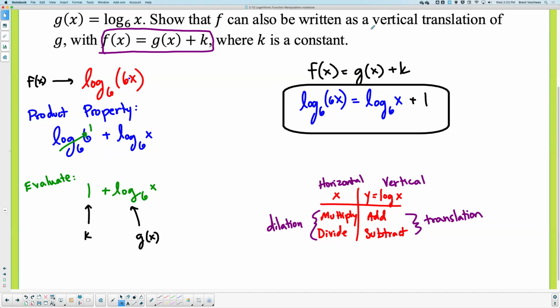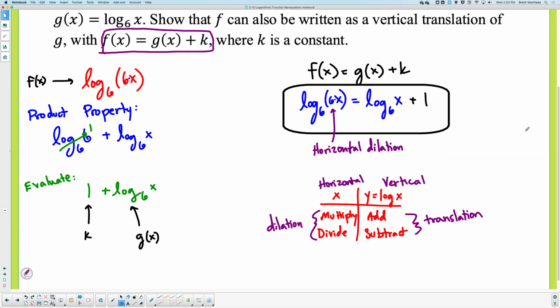What I could say here to complete the instructions is, on this problem, the 6 is multiplying the x. That means if it's multiplying on the inside, is it horizontal or vertical? If you're dealing with the inside, you're dealing with a horizontal, and you're multiplying. When you multiply, that's a dilation. This is a horizontal dilation.